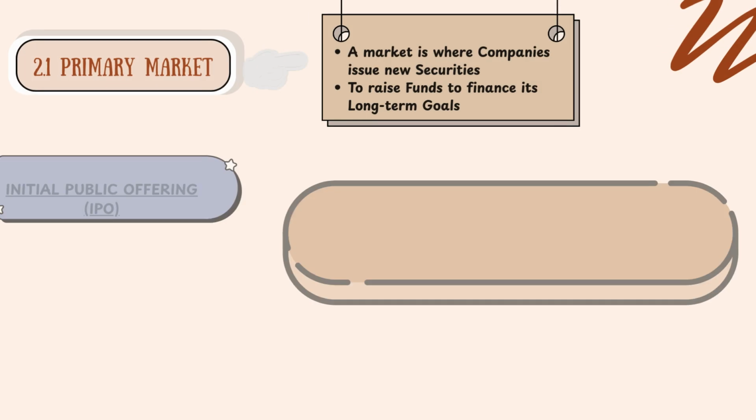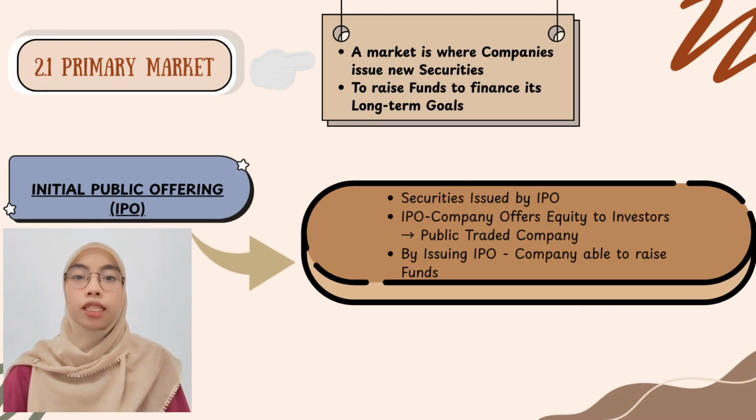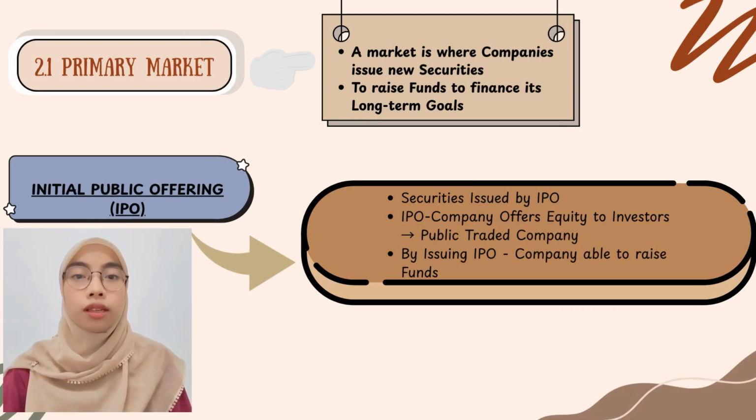Securities market. Primary market. The primary market is where companies issue new securities to raise funds for their long-term goals, such as expansion or new project. One common method in the primary market is the initial public offering or IPO. An IPO is when a company offers its share to the public for the first time. By doing this, the company becomes a publicly traded company and is able to raise funds from investors.